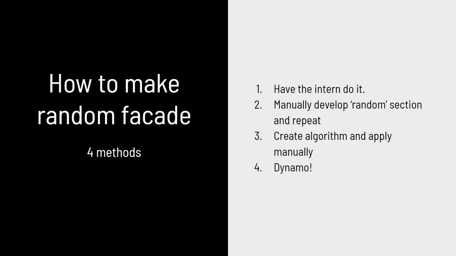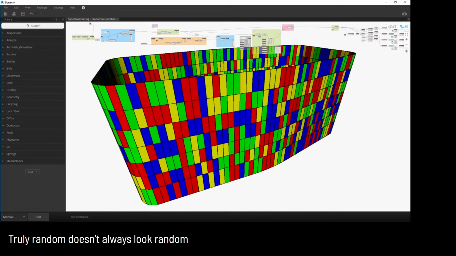So we could also create an algorithm, a series of steps to arrive at a random pattern and manually apply it. So go through 1,000 different curtain wall panels and apply the pattern manually. Or we could automate it with Dynamo. So I obviously chose Dynamo.